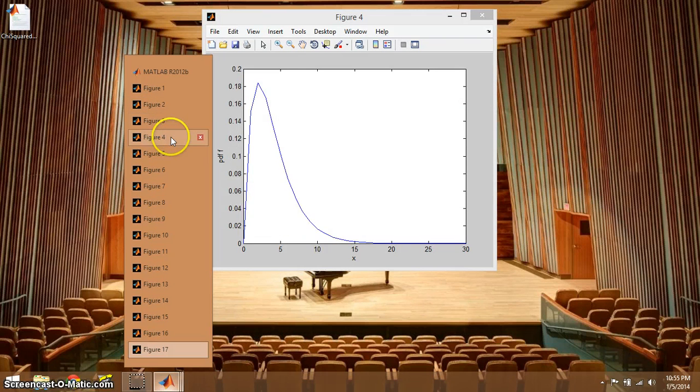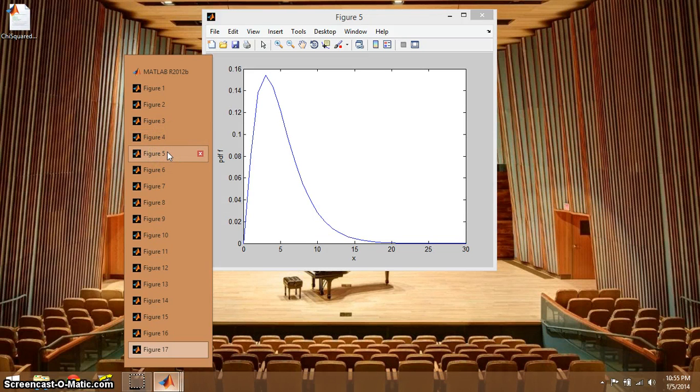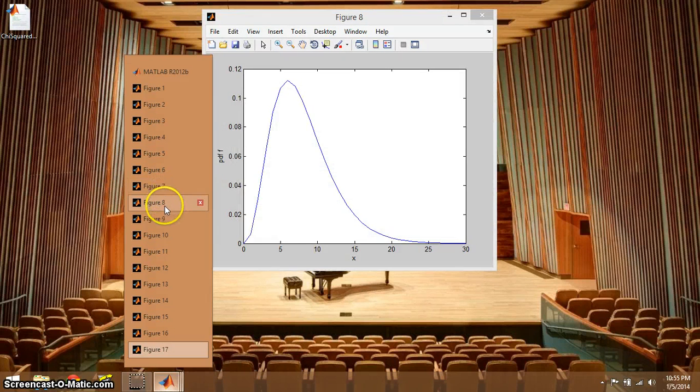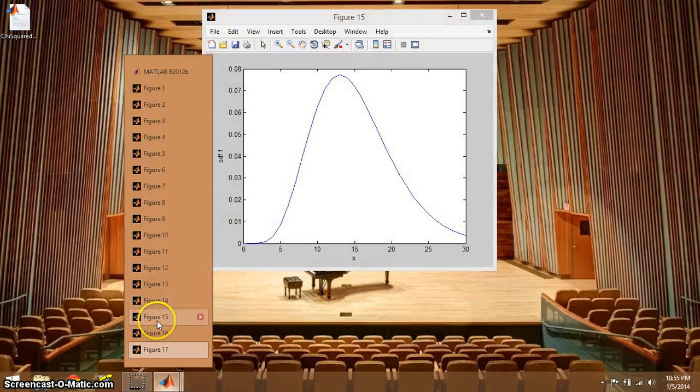Then 3 degrees of freedom, 4 degrees of freedom, etc. If you notice the vertical axis, the max value is decreasing. Here it's 0.16, 6 degrees of freedom is 0.14, etc. The mode, the peak, is at the degrees of freedom minus 2. So figure 7 corresponds to 7 degrees of freedom. Mode's at 7 minus 2, which is 5. So it's at x equals 5. And keep going, all the way to 15 degrees of freedom.